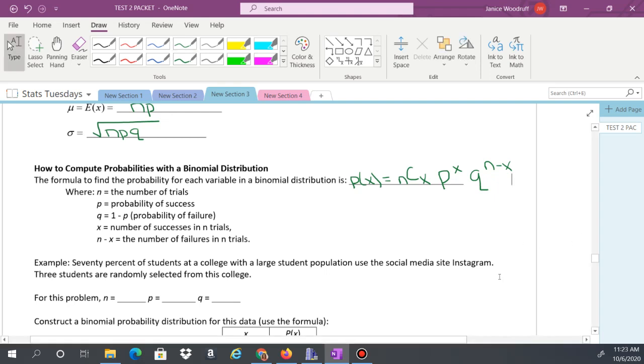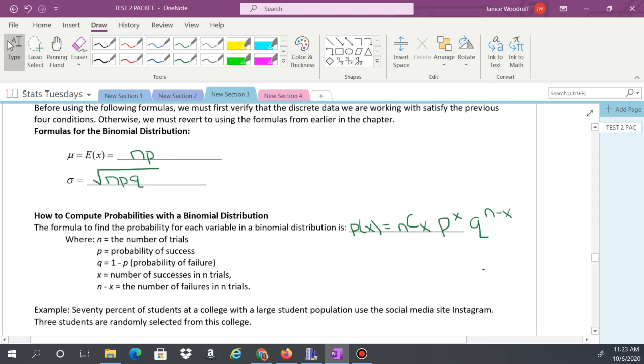The C, that's the combination formula. So we went over that in 4.6. If you wanted to do it by hand, we're not going to, but we'll use the calculator. But here it is by hand: it's n factorial over n minus x factorial, and then x factorial. We're going to use the command in our calculator under math.